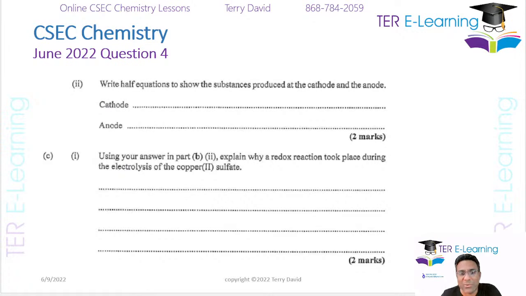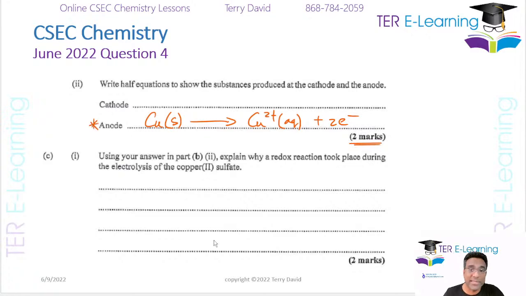So at the anode, let's start with the anode. What's going to happen is that the anode actually goes into solution. They want to know what's happening at the cathode and at the anode. So the anode, which is copper solid, is actually going to be converted into Cu2+ ions plus 2 electrons. I'm kind of surprised they only gave 2 marks here. Normally they will give us about 6 marks to do that. So at the anode, that's what's happening here. The mass of the anode is going to decrease.